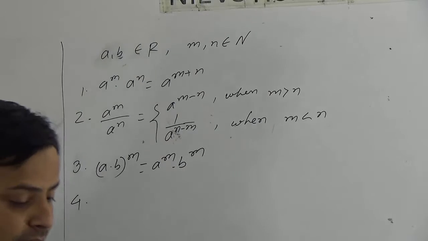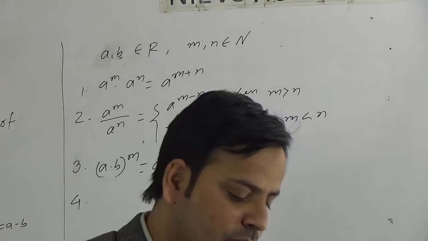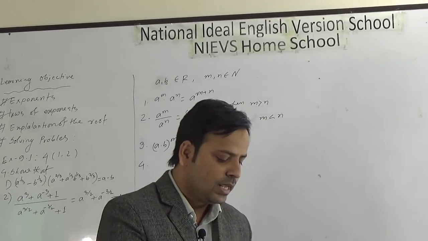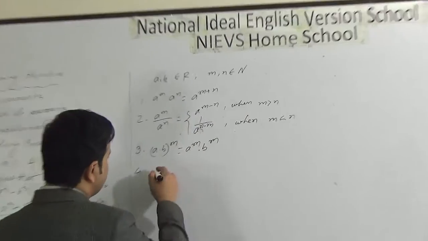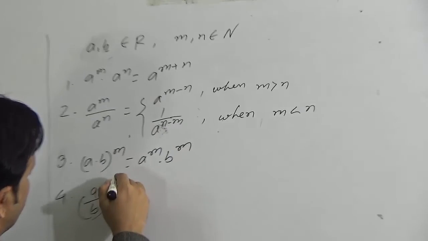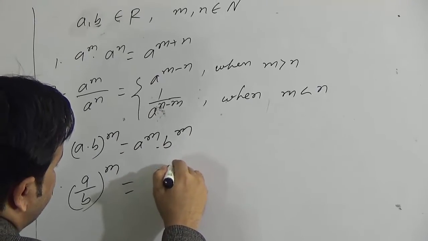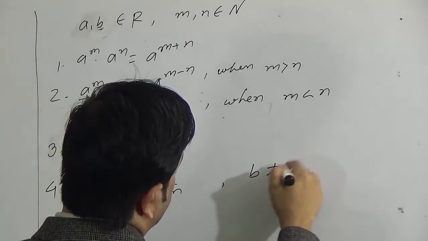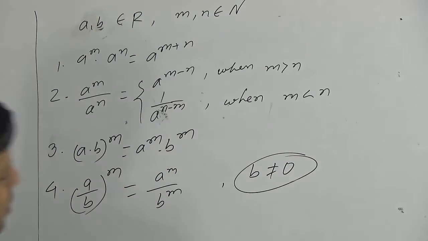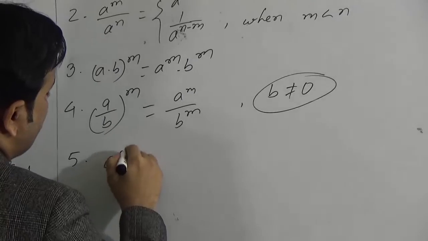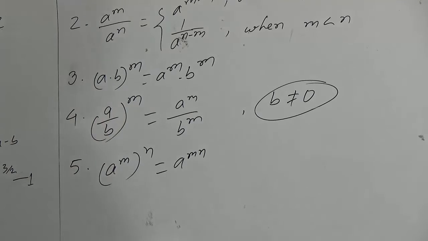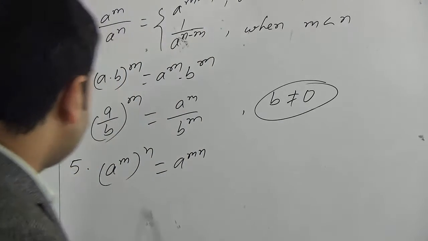Okay, now we can write the next formula. What is the next formula? a by b whole to the power m is equal to a to the power m by b to the power m. Here we need to remember that b is not equal to 0. And 5, we can write a to the power m whole to the power n is equal to a to the power mn. We can write this formula.